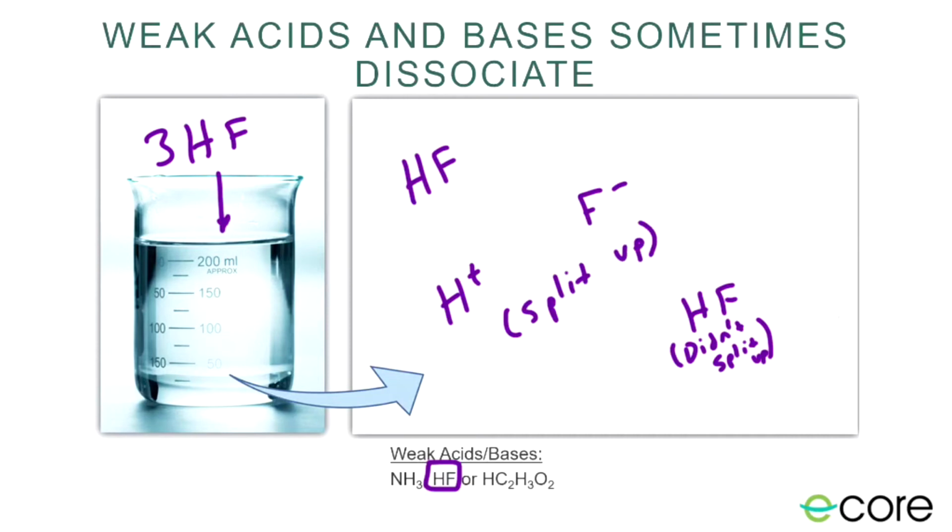Now, I've drawn here 1 out of 3 dissociating. It turns out that the actual ratio is more like 1 out of 1,000 or 1 out of 10,000. So almost all of the molecules of our weak acids and bases stay together and don't split apart. But very occasionally they do.